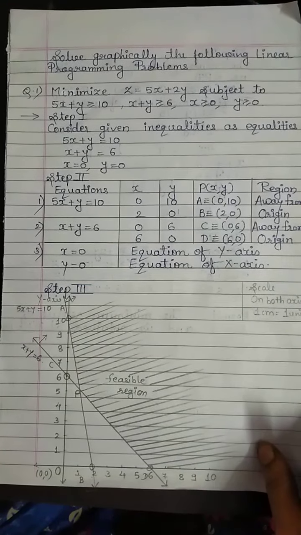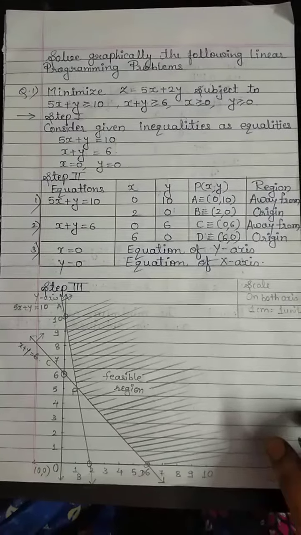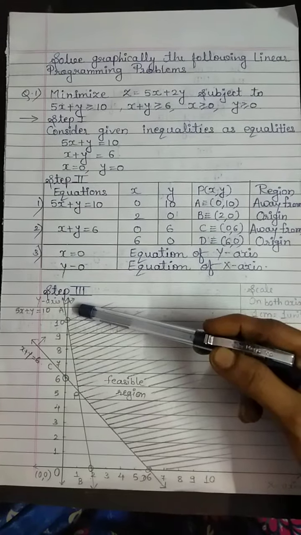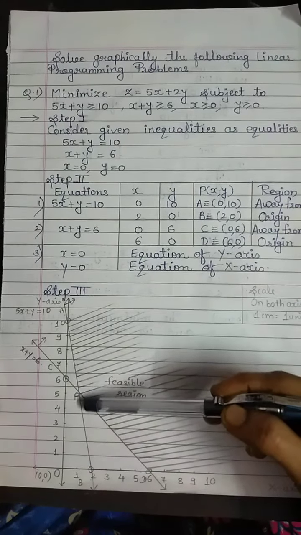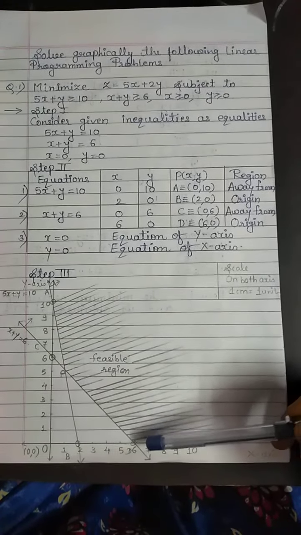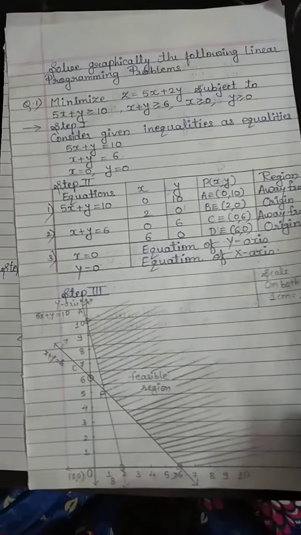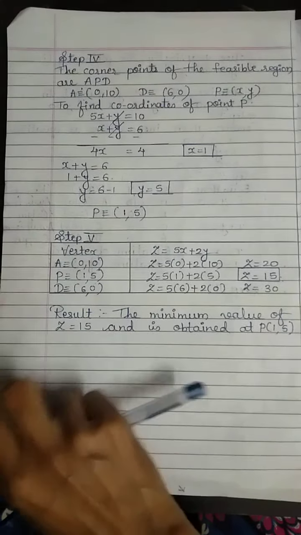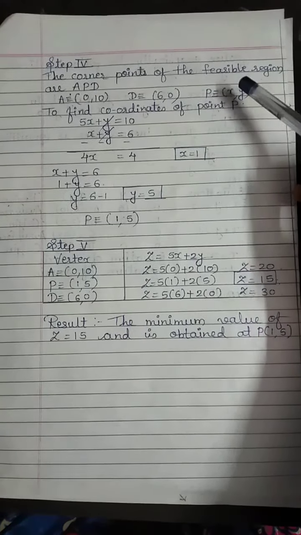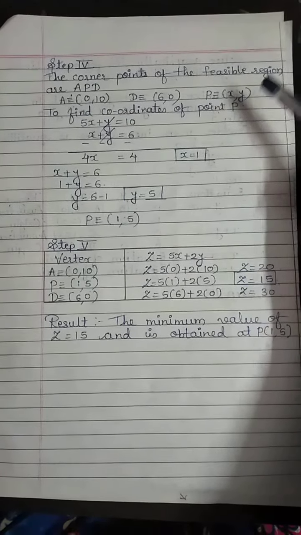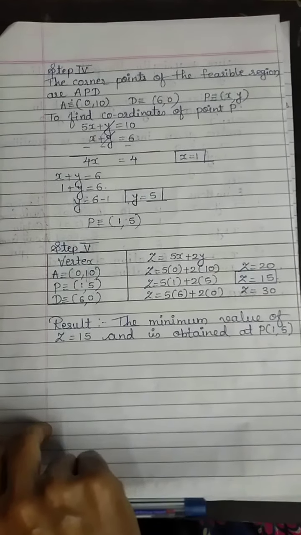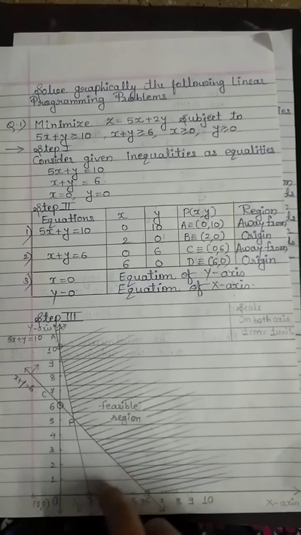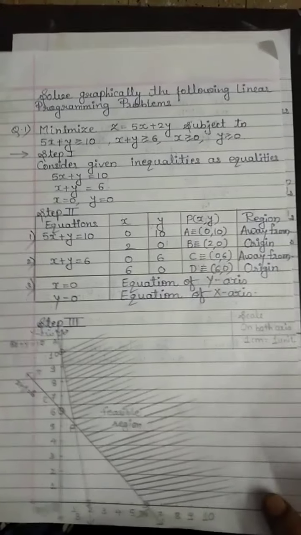Now the next step will be step number 4, where we will write the corner points of the feasible region. So the corner points are A, here we will write this as P, so P, and D. So corner points are A, P and D. Now we know the coordinates of A and we know the coordinates of D, but we don't know about P, so we will consider it as x, y. But we know that P is the intersection point of these 2 lines. So if we solve these 2 lines simultaneously, then obviously we will get the values of x and y.